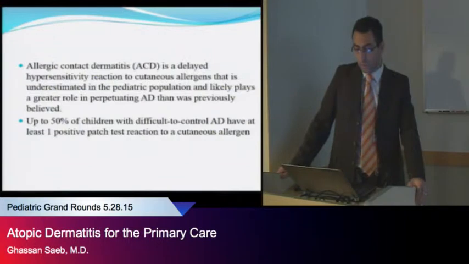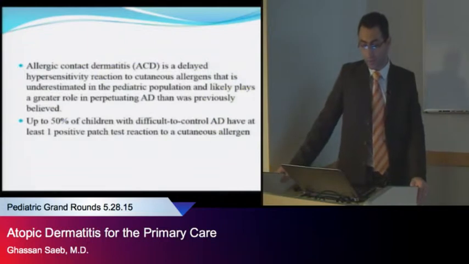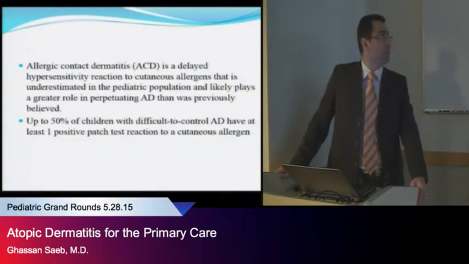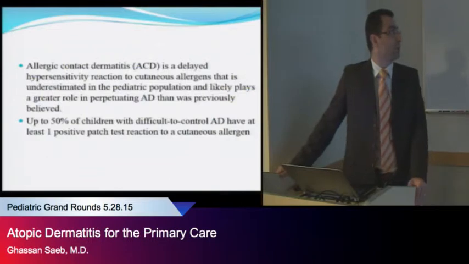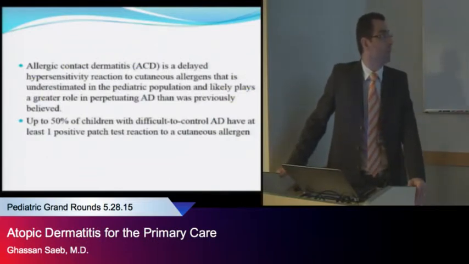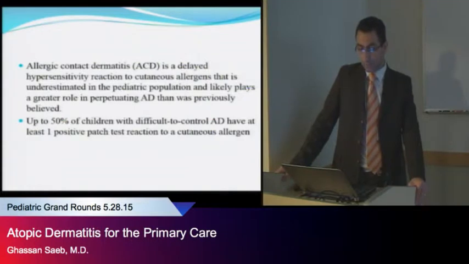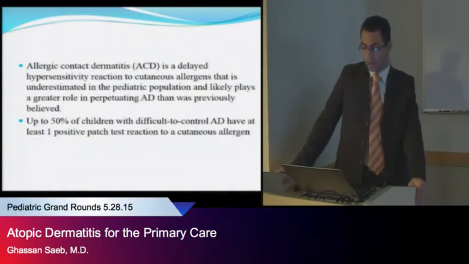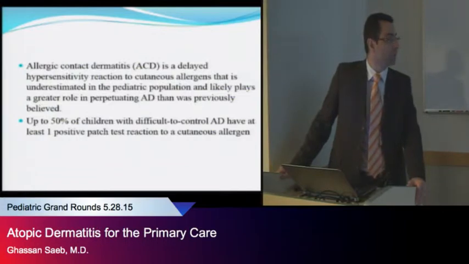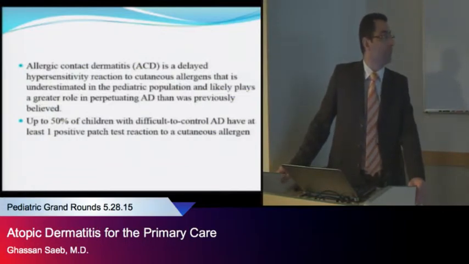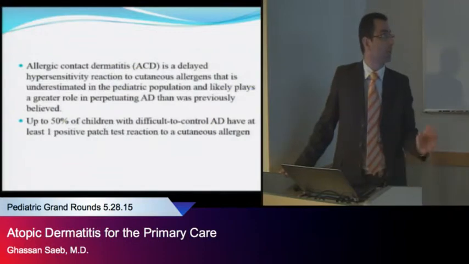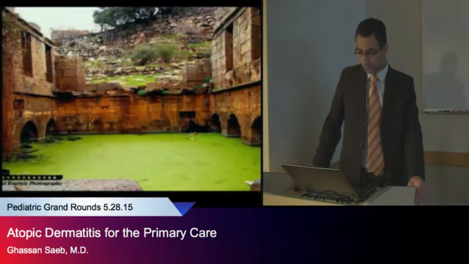Allergic contact dermatitis is a delayed hypersensitivity reaction to a cutaneous allergen that is underestimated in the pediatric population and likely plays a greater role in perpetuating AD than was previously believed. Up to 50% of children with difficult to control AD have at least one positive patch test reaction to a cutaneous allergen, and the patch test usually looks for delayed-type hypersensitivity reactions like allergic contact dermatitis. This is another picture.